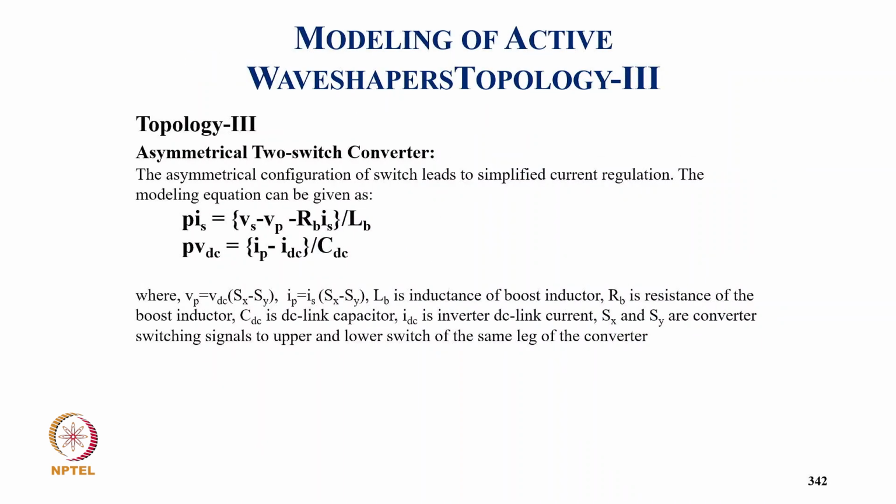Now coming to topology 3, the asymmetrical two switch converter. The asymmetrical configuration of the switches leads to simplified current regulation. The modeling equations can be written as pIs equal to (Vs minus Vp minus RB Is) upon LB, and pVDC equal to (Ip minus ID) upon CDC, where Vp equal to VDC (Sx minus Sy) and Ip equal to Is Sx minus Sy. LB is the inductance of the boost converter, RB is the resistance of the boost converter inductor, CDC is the DC link capacitor, ID is the inverter DC link current, and Sx and Sy are the converter switching signals to the upper and lower switch of the same leg of the converter.